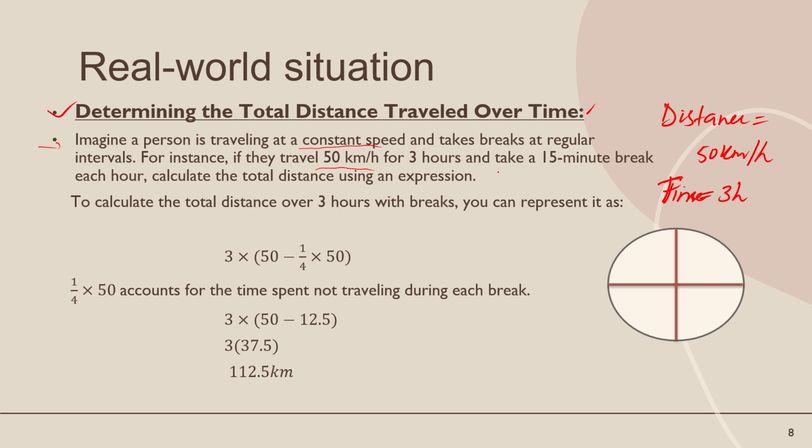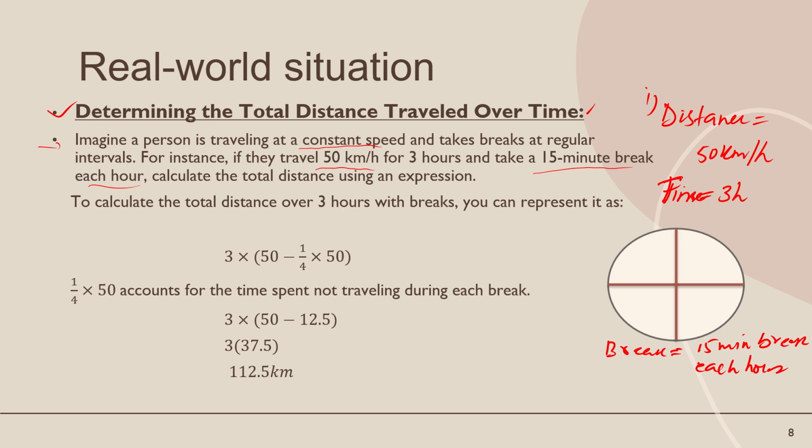They also take a break: 50 km for 3 hours and a 15-minute break each hour. So how many breaks are there? 15 minutes break for each hour. So these are the data given: number 1 is the distance, number 2 is the time, and number 3 is the break time during this journey.